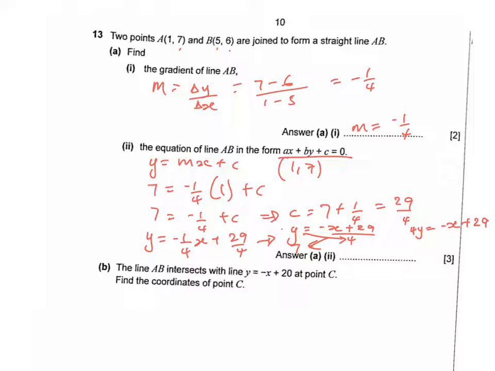But you can see all the terms are not on one side. So you have 4y plus x minus 29 equals 0. Then the one with x is first. That means x should be written first. x plus 4y minus 29 equals 0. That is our answer. Okay, then we have B.